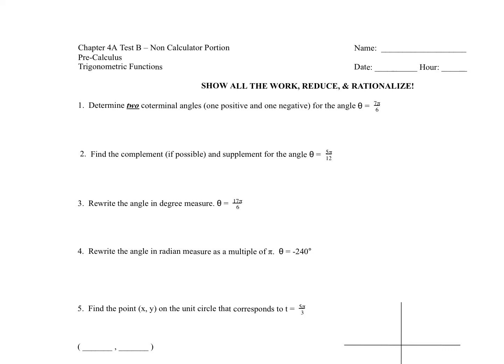Okay, so let's start going over the study guide. The first one, number one, determine two coterminals, one positive, one negative, for the angle 7 pi over 6. If I drew a really quick picture here, this would be 6 pi over 6, so 7 pi over 6 is over here somewhere.